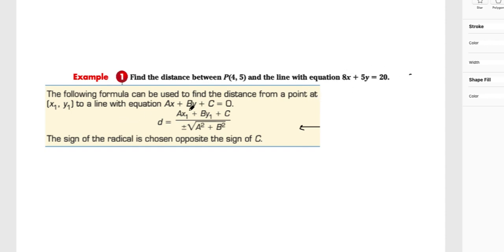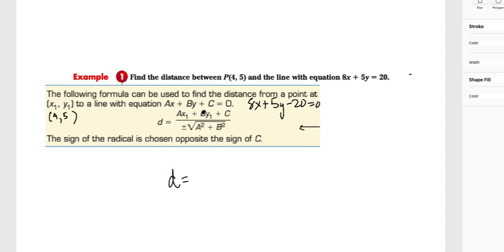So the first thing we want to do is make sure we have everything settled exactly as it should be. So (4, 5) is the point that we're dealing with, and the equation, we're going to write it in the form that we need to: 8x plus 5y minus 20 equals 0. Move that over there. And so now the next thing is just to simply find the distance.